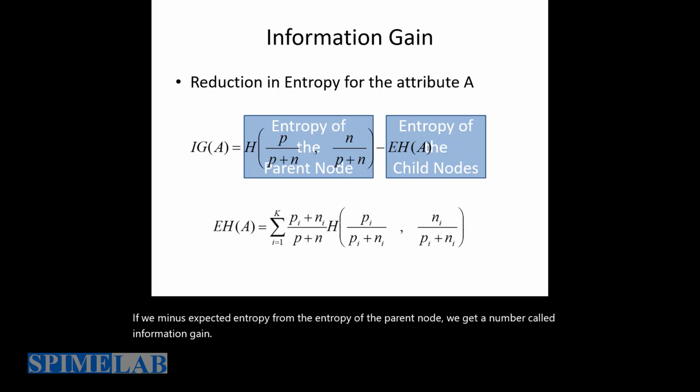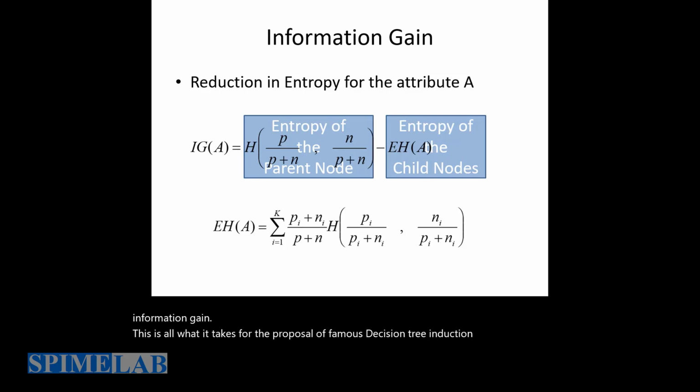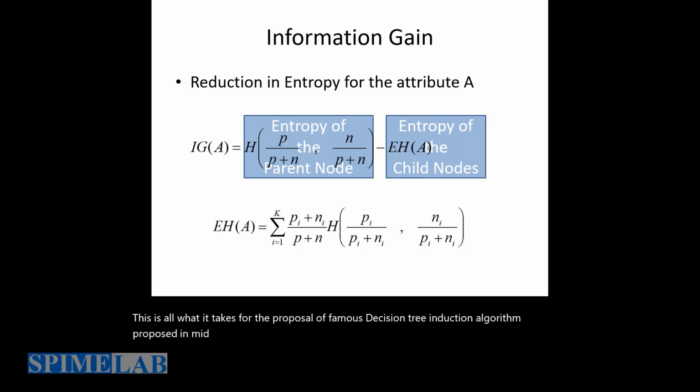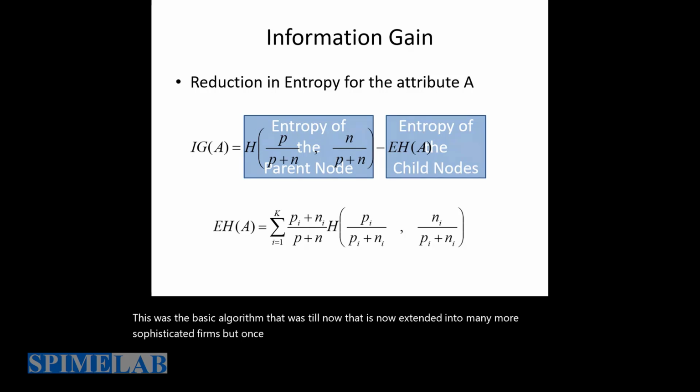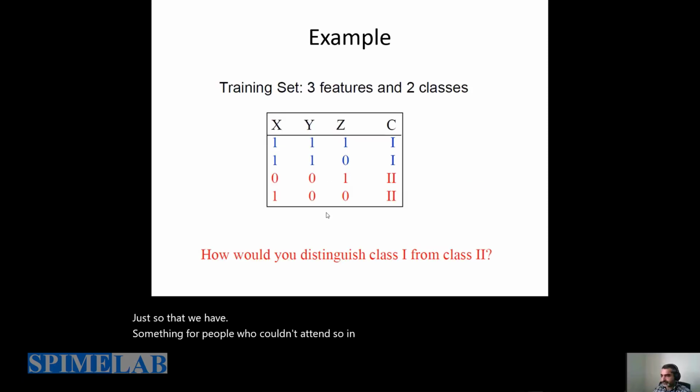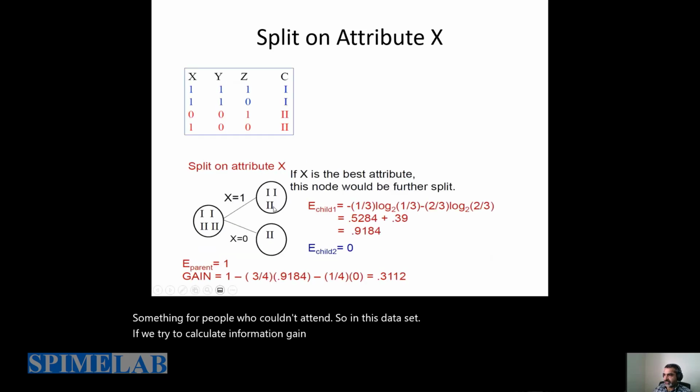This is all it takes for a famous decision tree induction algorithm proposed in the mid-90s by Mr. Ross, the ID3 algorithm, inducing dichotomous decision trees. This was the basic algorithm that was extended into many more sophisticated forms, but once we understand this ID3 algorithm based on information gain, the others come very easily. If we try to calculate the information gain of X, how shall we do it? The parent node is C.